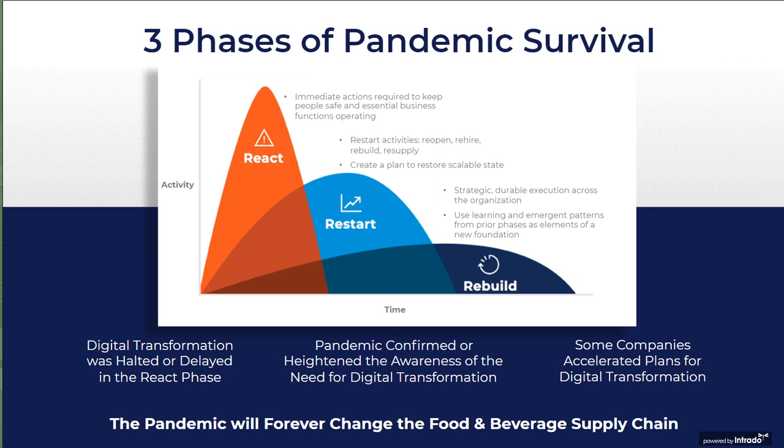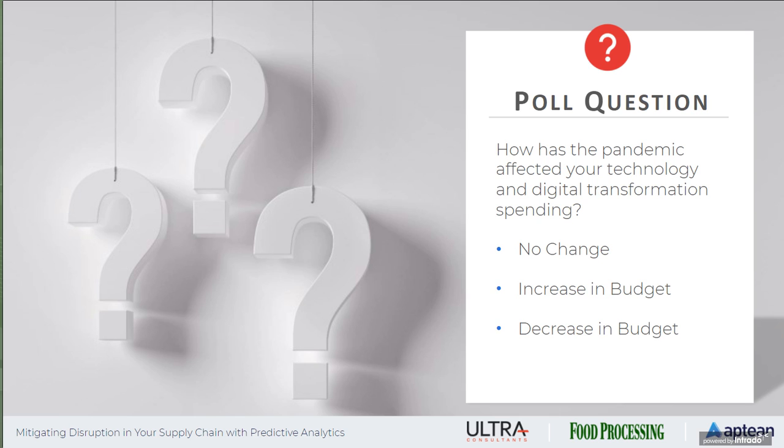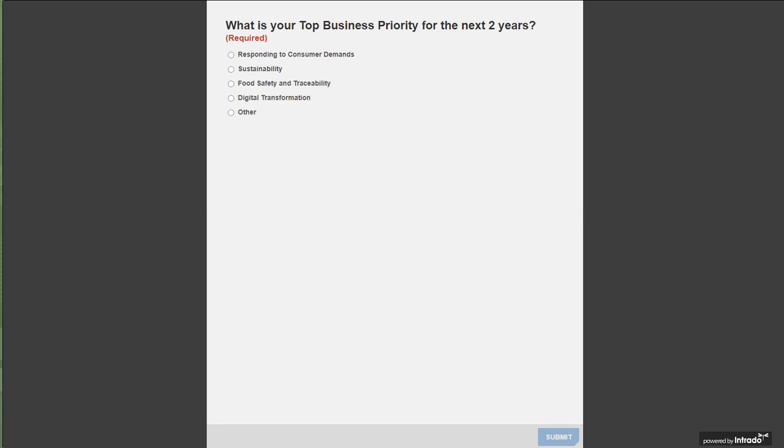So we've got a couple of poll questions today for the audience, and I'd like to move into the first one. We'd like to get your input on how the pandemic has affected your technology and digital transformation spending. There are three simple answers: you've seen no change, or maybe you haven't addressed that yet, or because of this, you've either increased your budget or decreased your budget. You should have a screen that comes up that allows you to provide your answer.